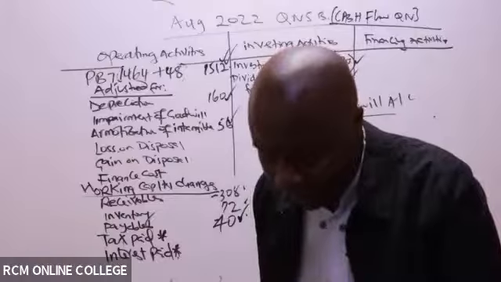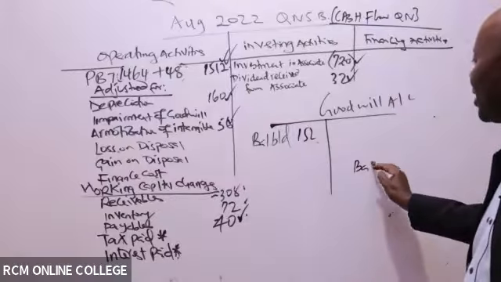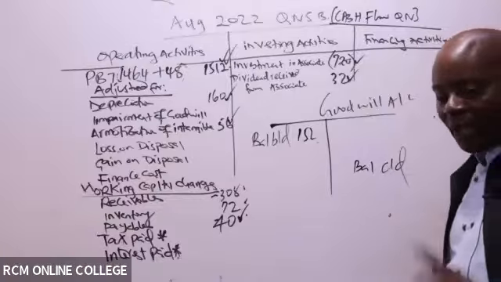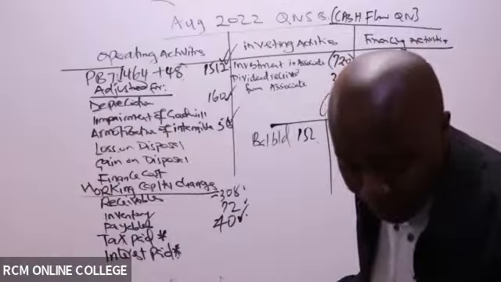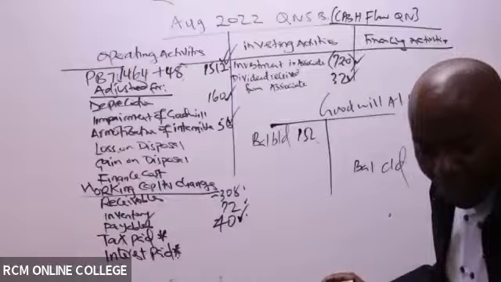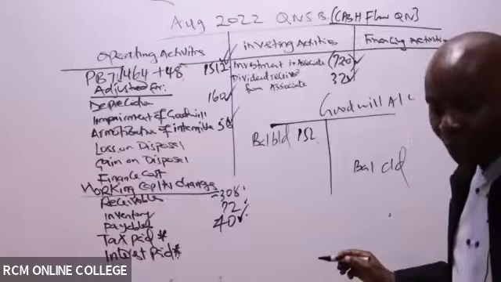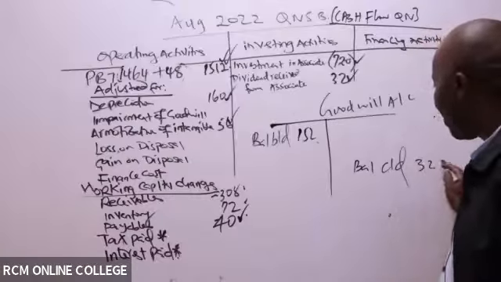152, I'm told. How about in this case here, balance carried down of goodwill for 2022? How much do we have there? Goodwill is 32. 32, you're right. So in this case here, we have here 32. Thank you so much.